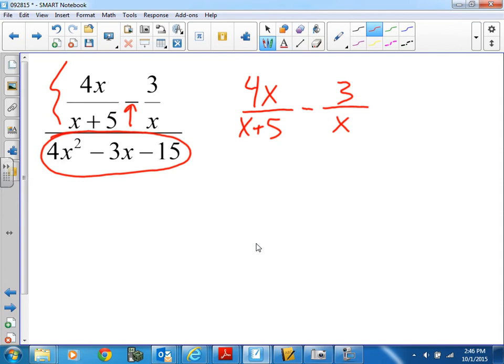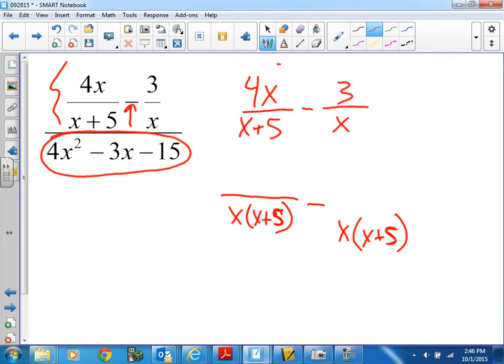What you could do, in this case, when you have a binomial over here, what x plus 5 is, and you have just a monomial with the x, a good, easy way to do it is just multiply them by each other. So my greatest common factor could just be x times x plus 5. There's no need to multiply them out. You can just write it like this. Matter of fact, it'd be easier if you just kept it like this. And over here, x times x plus 5, sorry.